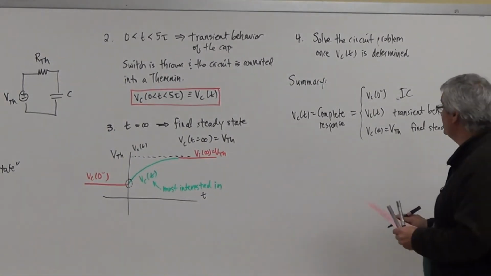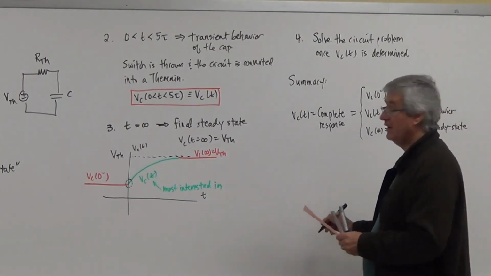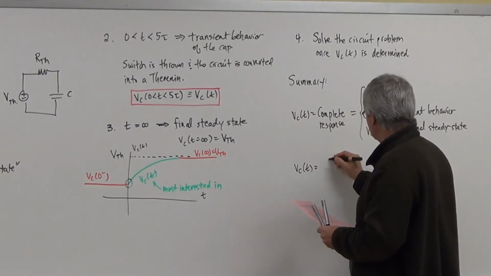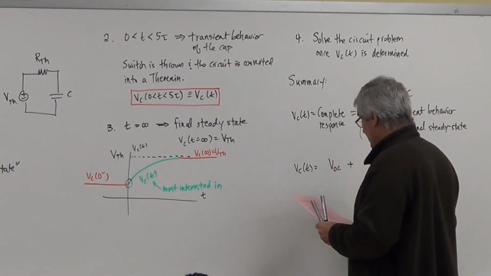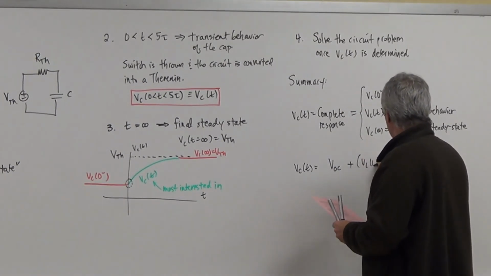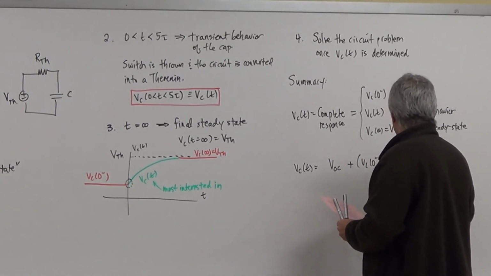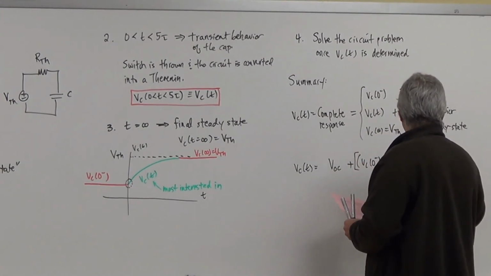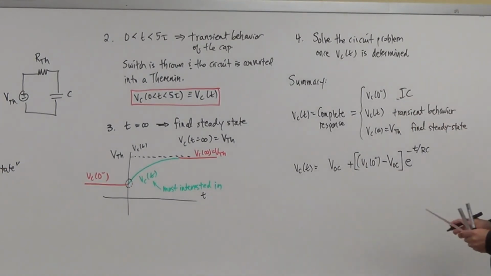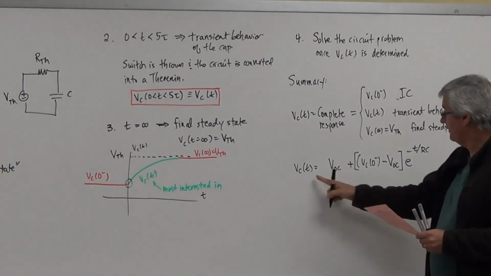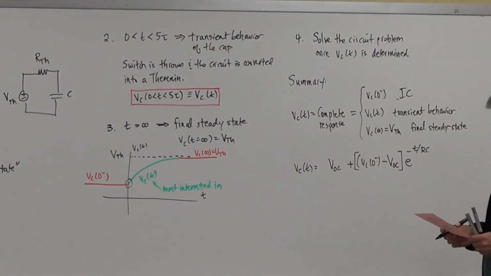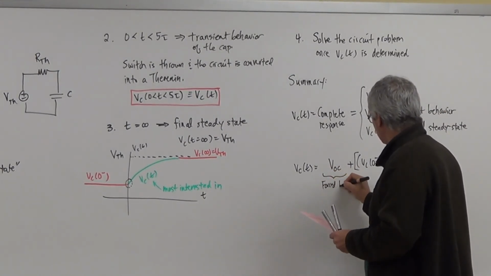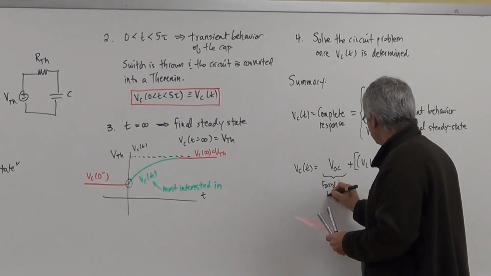And what you're going to find here is that we're going to write down an equation, and it looks like this. So the complete response here reads as VOC plus VC of 0 minus VOC, times e to the minus t over RC of this guy. And so that, like I said, is the complete response. What is this? This is what's forced. This is the so-called forced response.